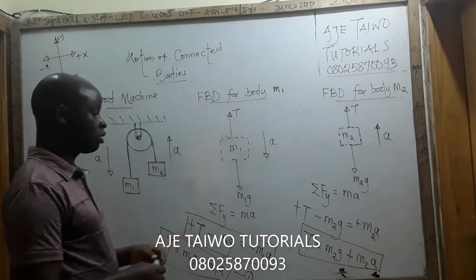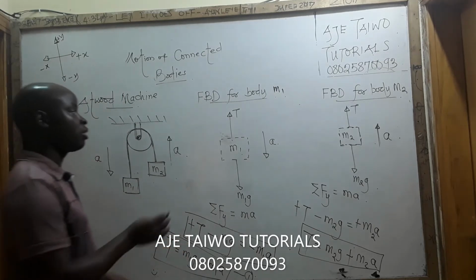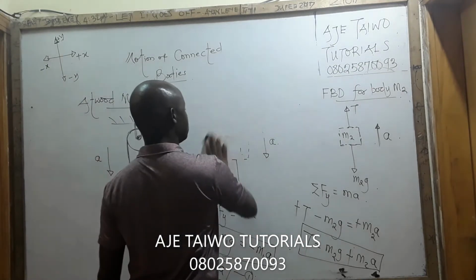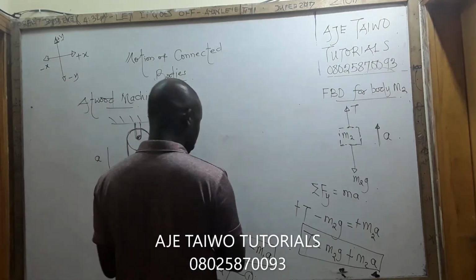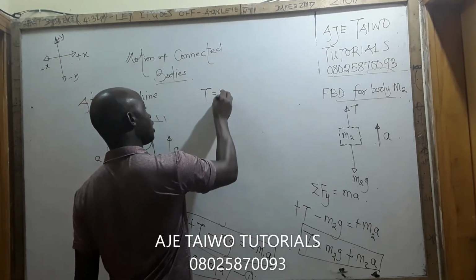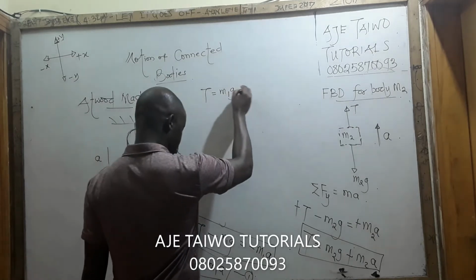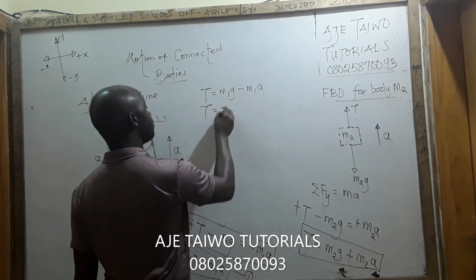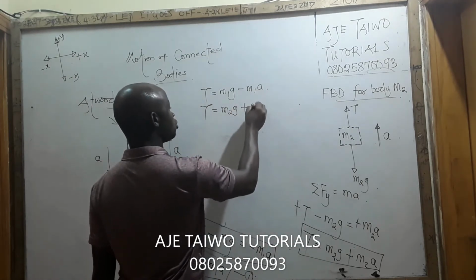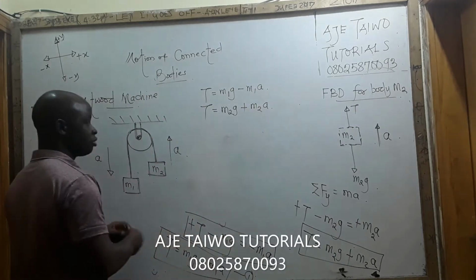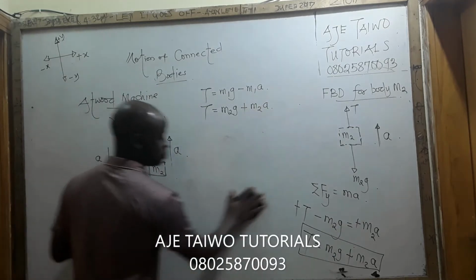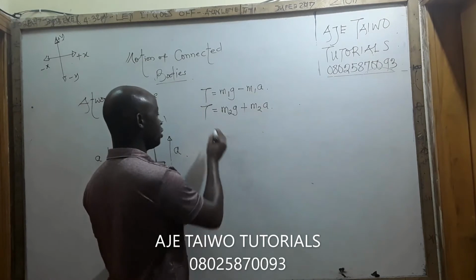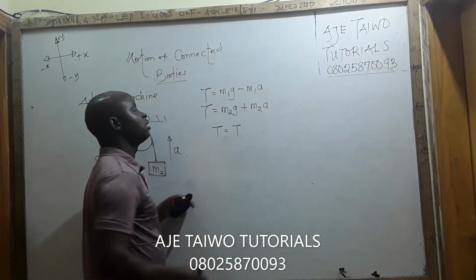If you have any question, just chat me up. So let's now deal with these two equations. Equation 1 says T equals M1G minus M1A. Equation 2 says T equals M2G plus M2A. Of course, you can equate the two of them. You can say T equals T.